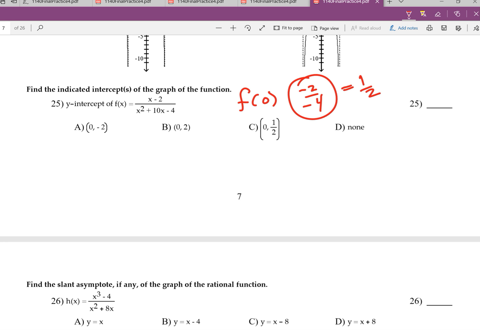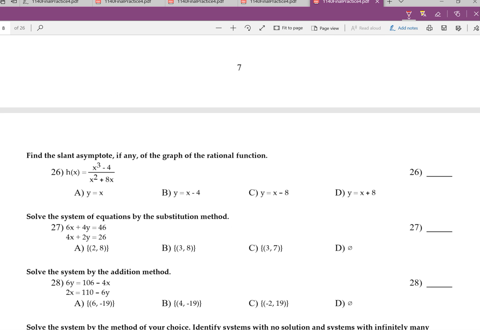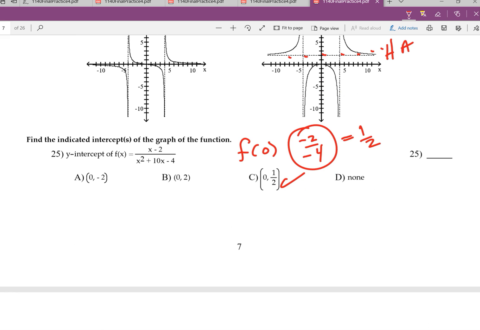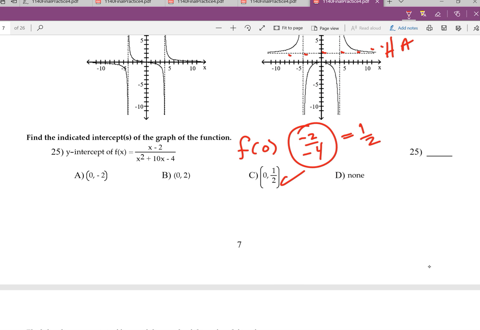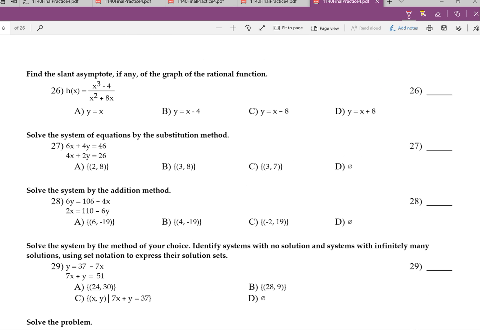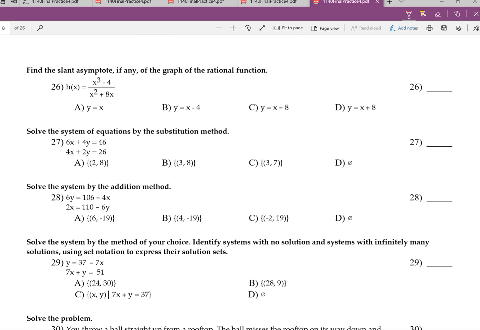The only answer choice with that would be this one. Using division, by the way, you can't use division for this because this is x over x squared. You could factor using the quadratic, you would still end up with a 0. Slant asymptote, you're merely dividing.